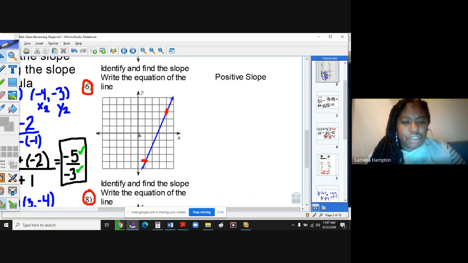Remember, we're going to start at 0 and count over 1, 2, 3, 4. So my x coordinate is going to be 4. For my y coordinate, from the 4, we're going to go up 1, 2, 3. So therefore, my coordinate is going to be (4, 3). Does everyone see how we came up with the coordinate (4, 3)? Let me know.